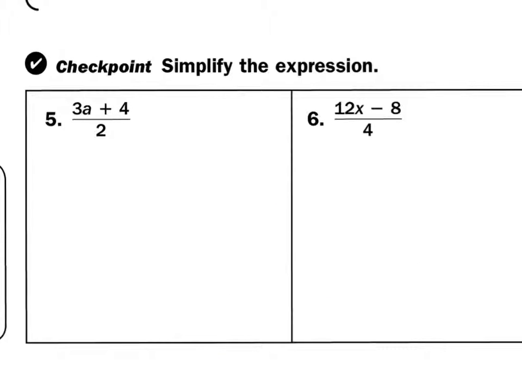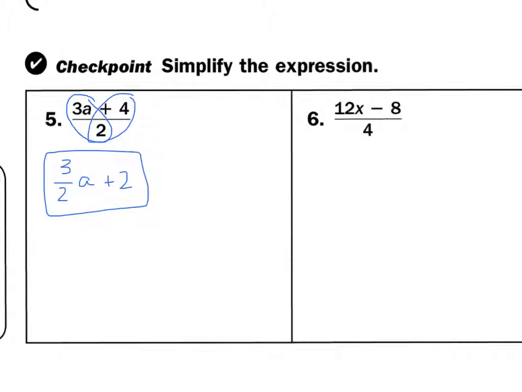For checkpoint number 5, we're going to do it the way that we did in the extra part of the problem, the other way than what the notes show. We're going to take this as 3a over 2 and 4 over 2. 3 divided by 2 is just simply 3/2. It can simplify to a fraction if you choose, but it's the fraction 3/2, a. And then 4 divided by 2 is 2, so that's plus 2.